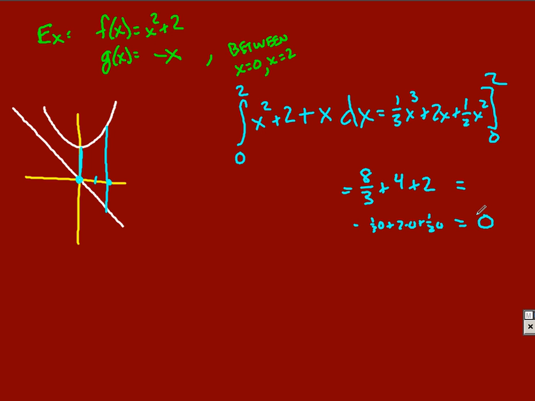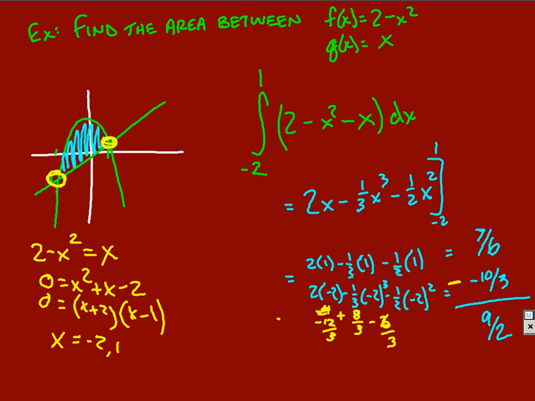To find what these are, I would have 8 over 3. I need to make these over 3, so that'll become 12 over 3 and 6 over 3. That means I'm going to have 26 over 3 minus 0, so my final answer is 26 over 3.